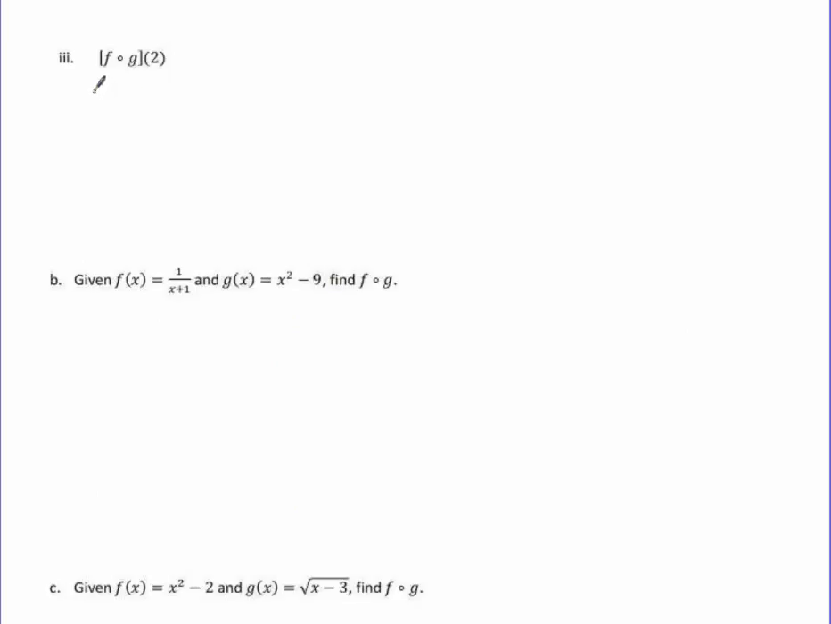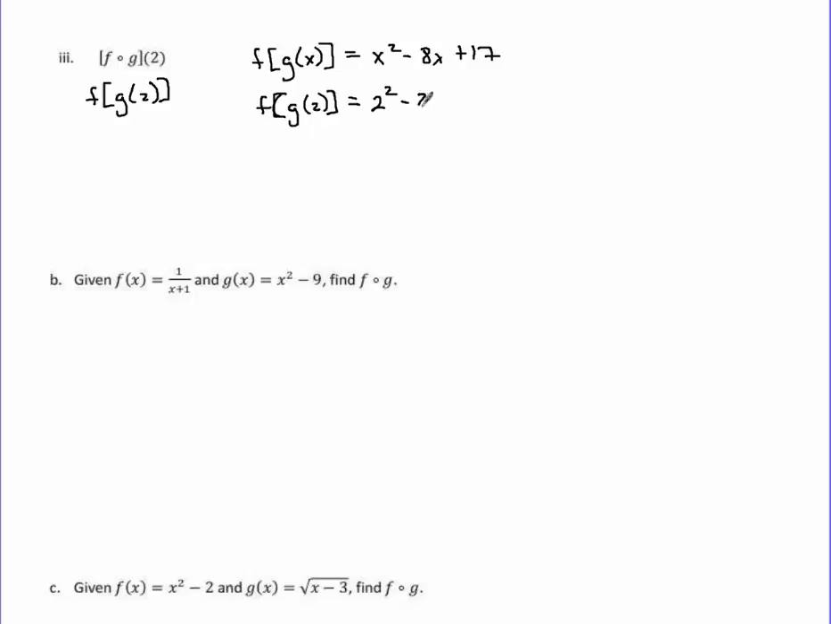So f of g of 2, that is f of g of 2. Well, one way to think about that is we already did f of g of x, and that was x squared minus 8x plus 17. So f of g of 2 is 2 squared minus 8 times 2 plus 17, which equals 5.